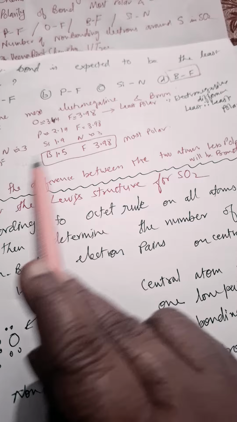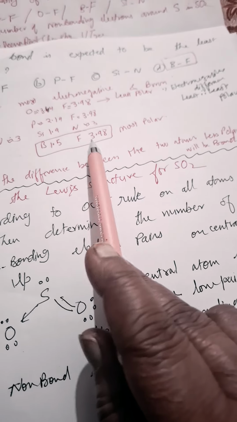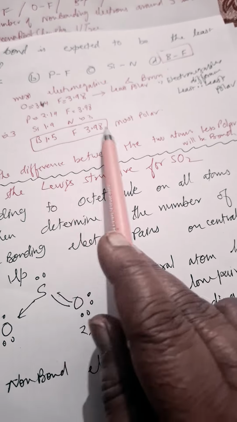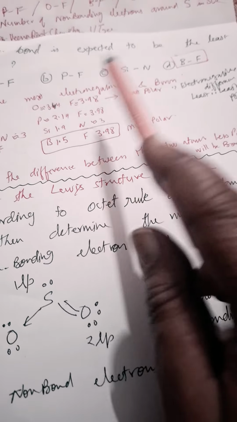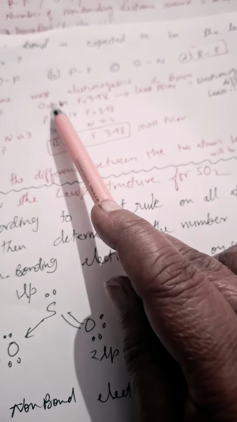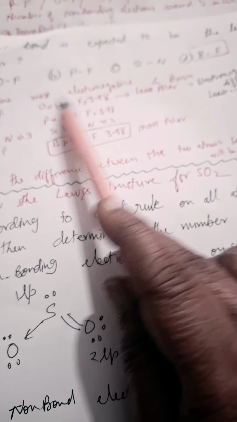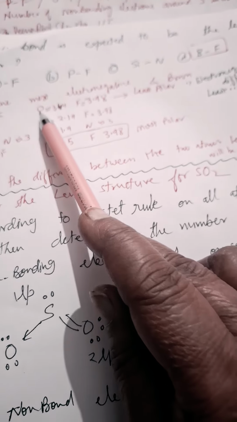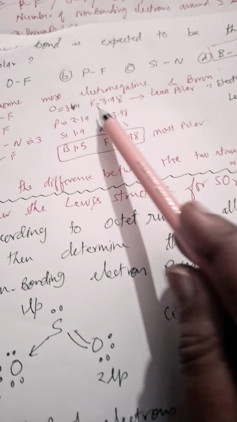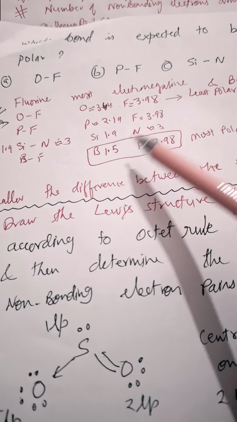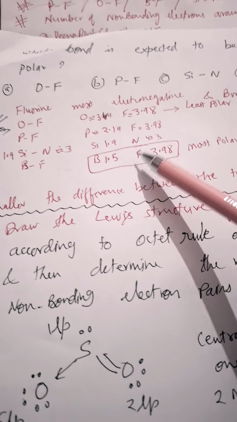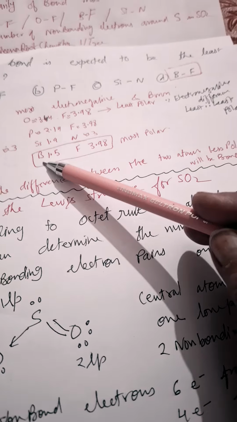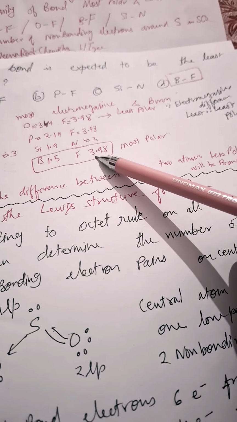Why? Because the difference between boron and fluorine is much higher. In silicon and nitrogen there is less difference, and here there is the least difference between the electronegativity of fluorine and oxygen. This is based on the Pauling scale. I don't think you have to mug it up, but you should know how to write it. Boron is 1.5, fluorine is 3.98.